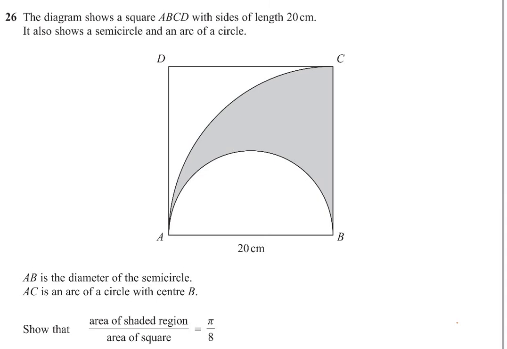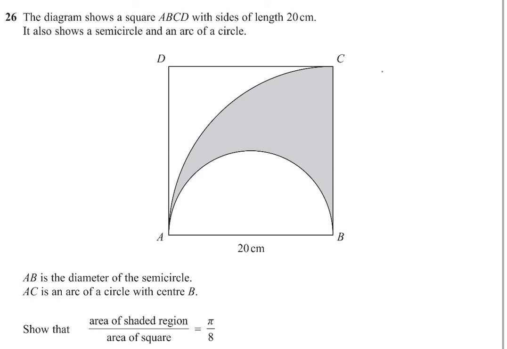Okay, we've got a really nice question on areas of circles. So let's have a go at this. So the diagram shows a square ABCD with sides of length 20. It shows a semicircle and an arc of a circle. AB is the diameter of the semicircle. AC is an arc of a circle with center B. Show that the area of the shaded region divided by the area of the square equals pi over 8.